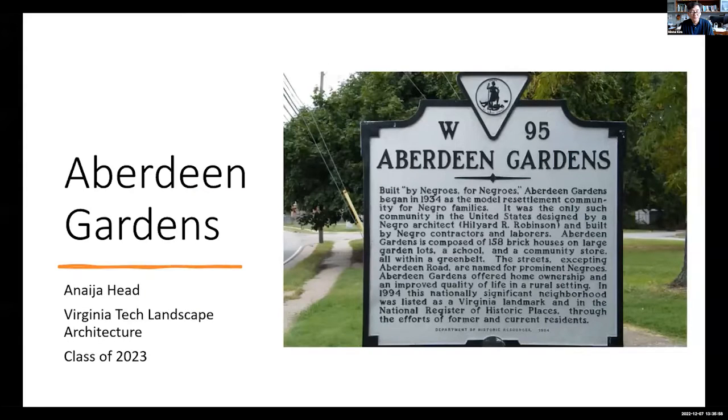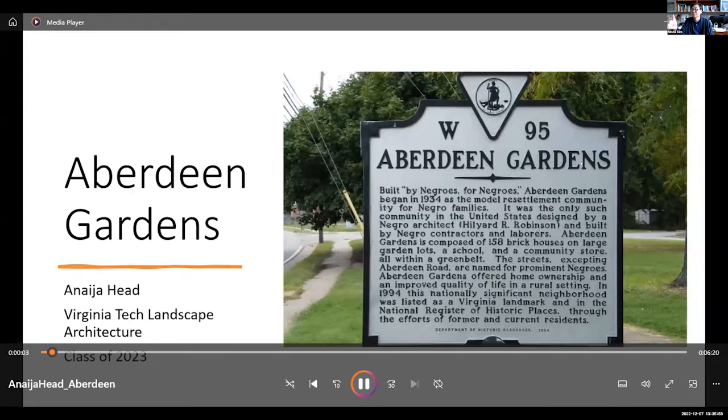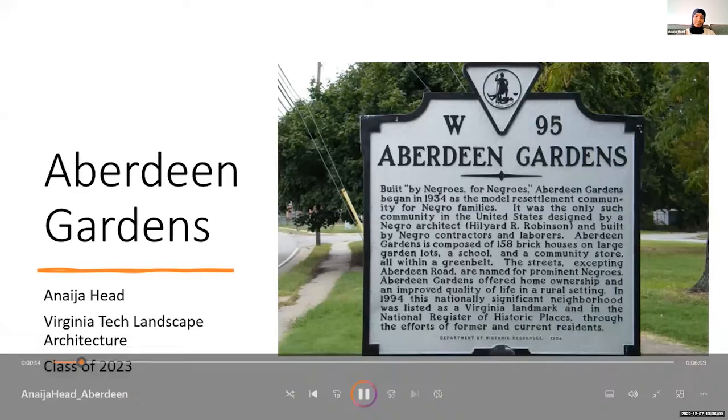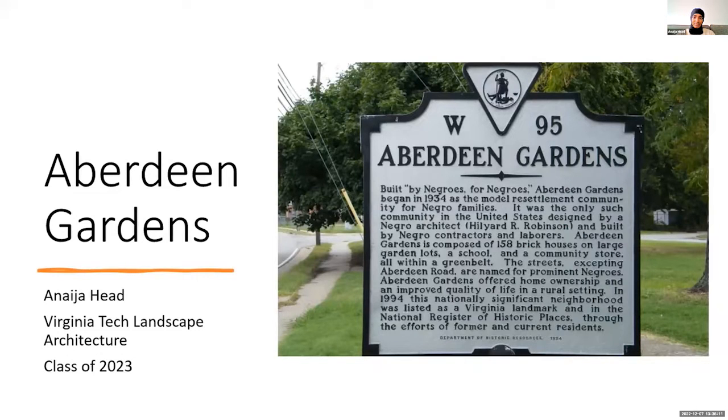Hi everyone, my name is Anaja Head, and as you all know, Aberdeen Gardens was a neighborhood built on a foundation of African Americans owning and improving the quality of their own lives through architecture and gardening. So here, I just wanted to start with showing the Aberdeen Gardens sign, built by Negroes for Negroes. I think that is really important when it comes to how I really went into designing.